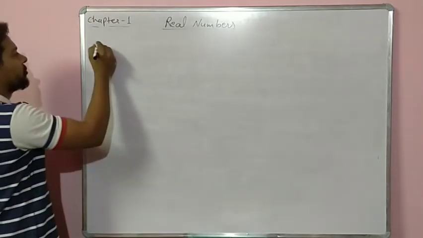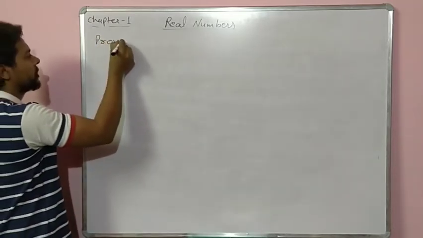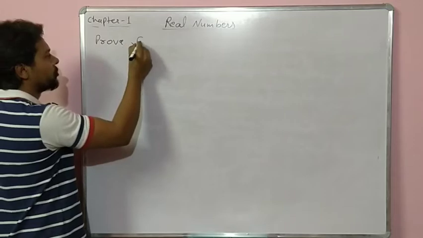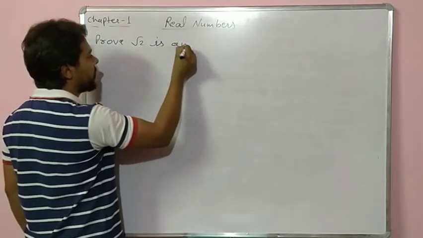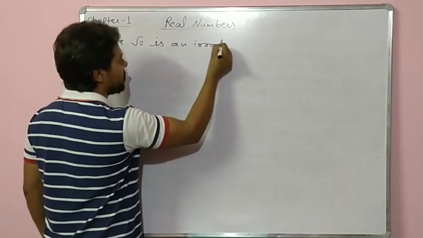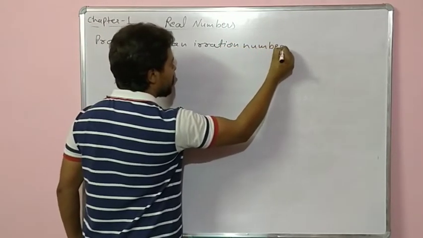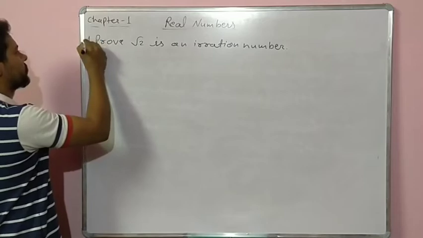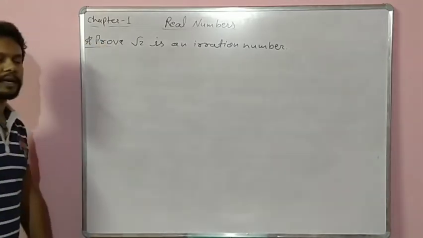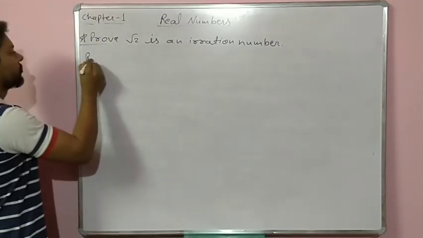So let me take one example. Prove root 2 is an irrational number. Now you see it very carefully. Okay, so proof.